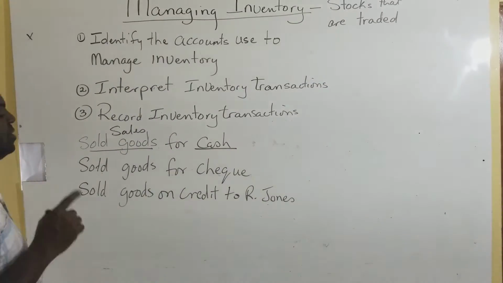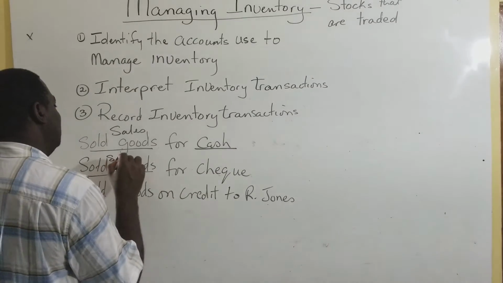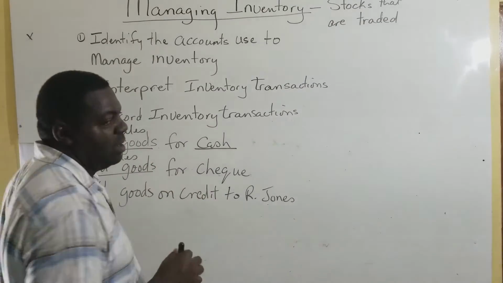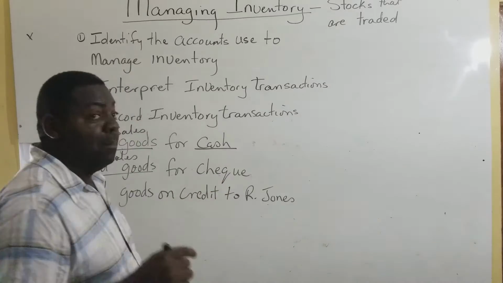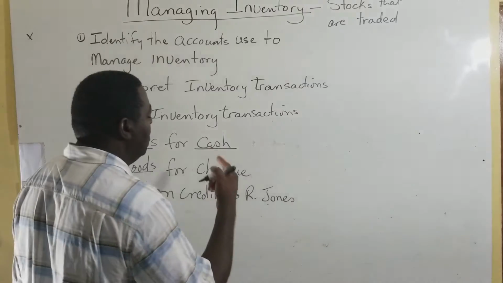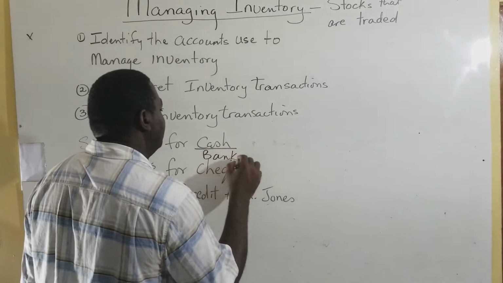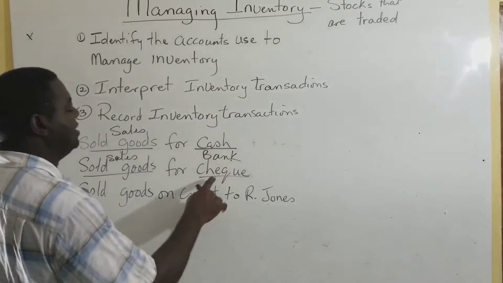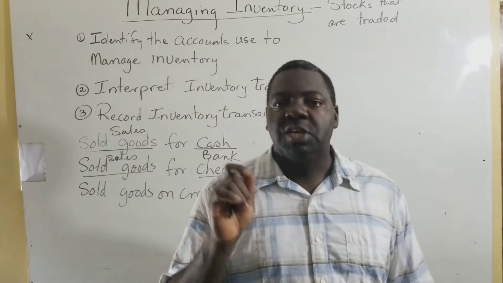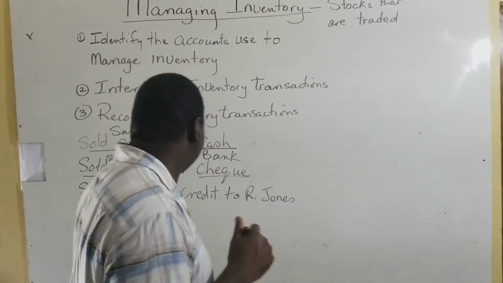Next transaction. Sold goods for check. Right away, we would know this one is still going to be the sales account affected. And it says for check. What are we receiving? We're receiving a check. But what did we say in our last lesson? That whenever we see the word check in the transaction, we know it represents bank. Once the transaction says check, we know it is bank. Why? Because checks are drawn on accounts at the bank.